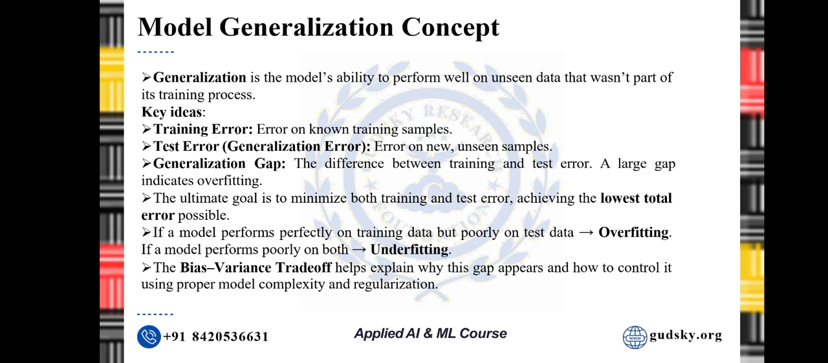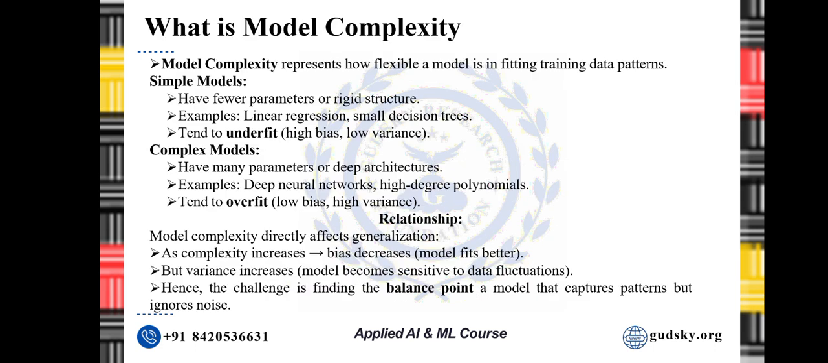So, in technical terms, training error means the error your model makes on the data it already saw. And the test error means the error it makes on new unseen data. The generalization gap is the difference between these two. A large gap means your model learned too much from training, even the noise, that's overfitting. If both errors are high, it didn't learn enough, that's underfitting. So, the ultimate goal in machine learning is to minimize both the training and test error, achieving the lowest total error possible. Okay, and now we'll move to the next slide.